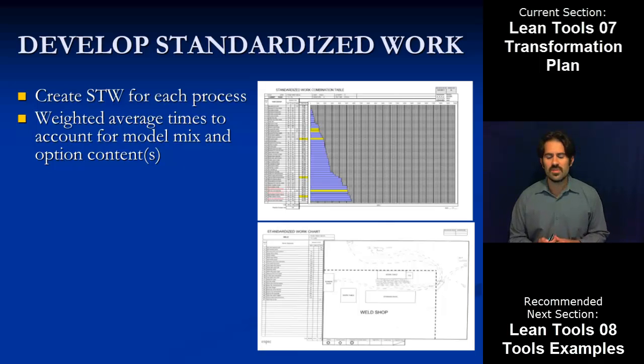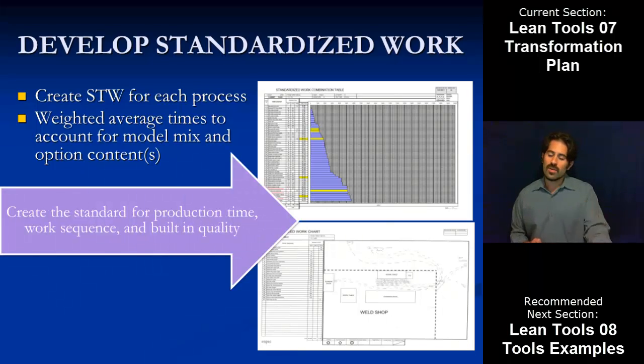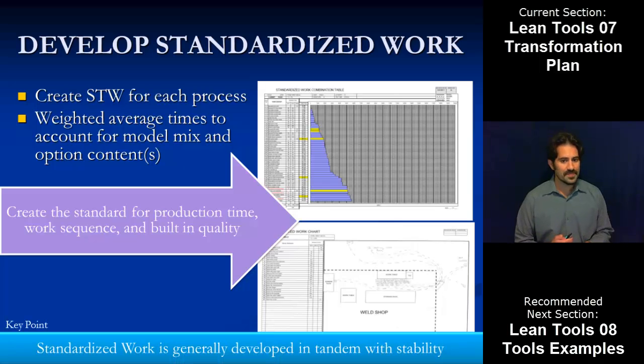So the idea with standardized work is, even if it's complicated, with a lot of fluctuation and variation, we want to try and use weighted averages and standardize where we can, because we want to start trying to firm up an idea and create an expectation of the best way to do things and how long it should take to do those things. So the standard that we're creating here is for production time, for the work sequence, and also as a tool to help us build in quality.